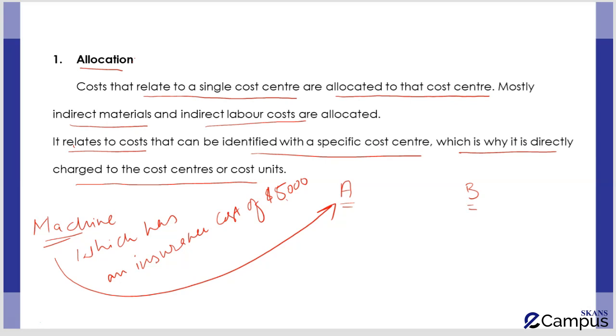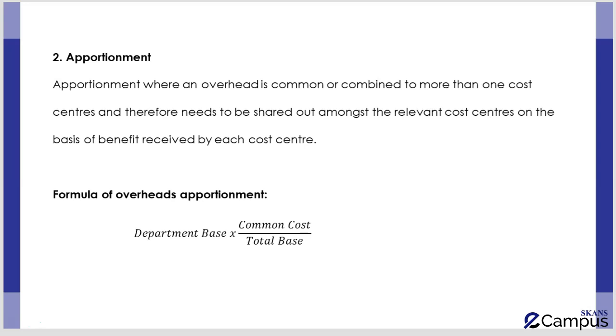So this process is known as allocation. Charging the cost to a specific cost center is called allocation. Now moving on to the next slide, that is apportionment. Now let's start. What is apportionment?